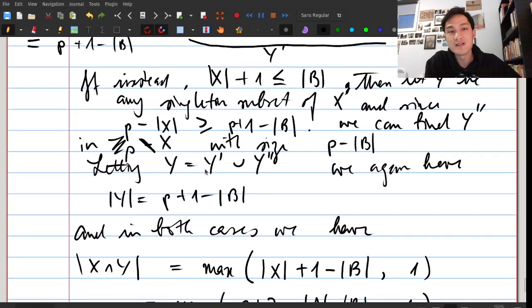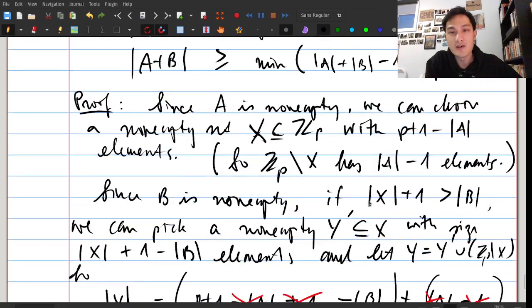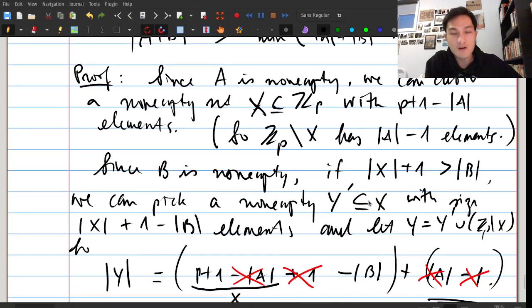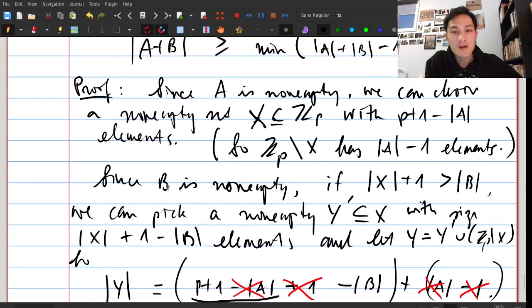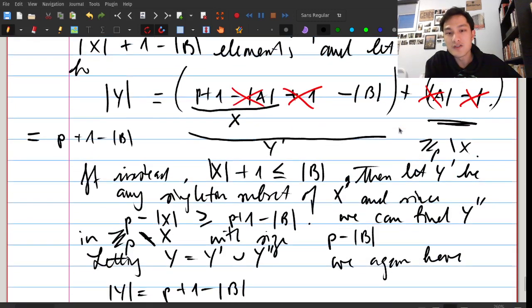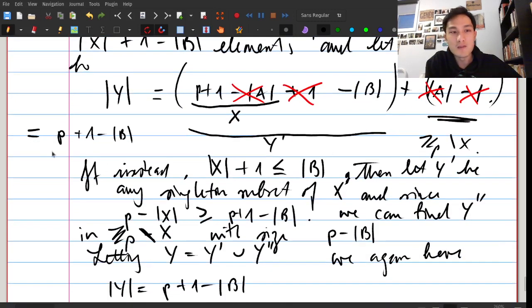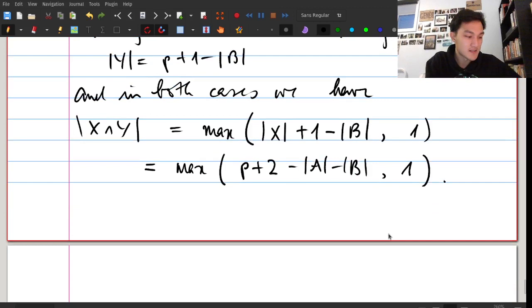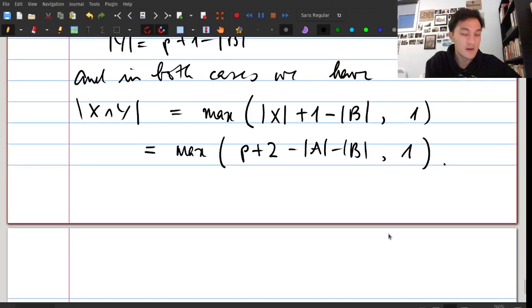So we've constructed, this has been really annoying, with all sorts of little details and a couple cases. What have we done so far? We've taken a, we've taken b, and we've constructed a set x with p plus 1 minus size of a elements. We've constructed a y with p plus 1 minus size of b elements, and the intersection has this size. Okay, that's all we need to know for going on.